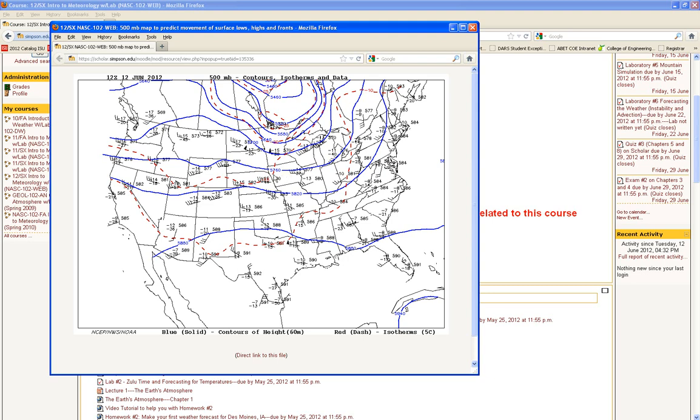Now, notice at 500 millibars, the winds are out of the west. I have a westerly wind at Davenport, a westerly wind at Omaha, a westerly wind up in Minneapolis. And so instead of coming out of the northwest, the winds will come out of the west.